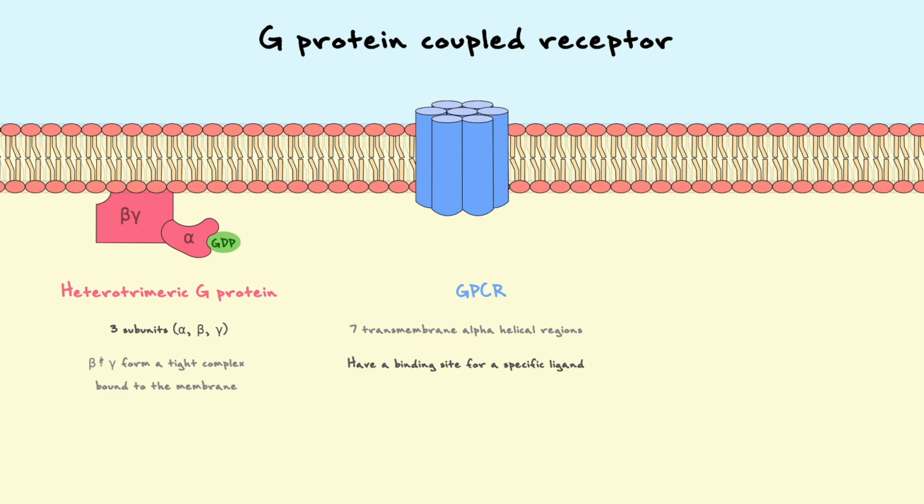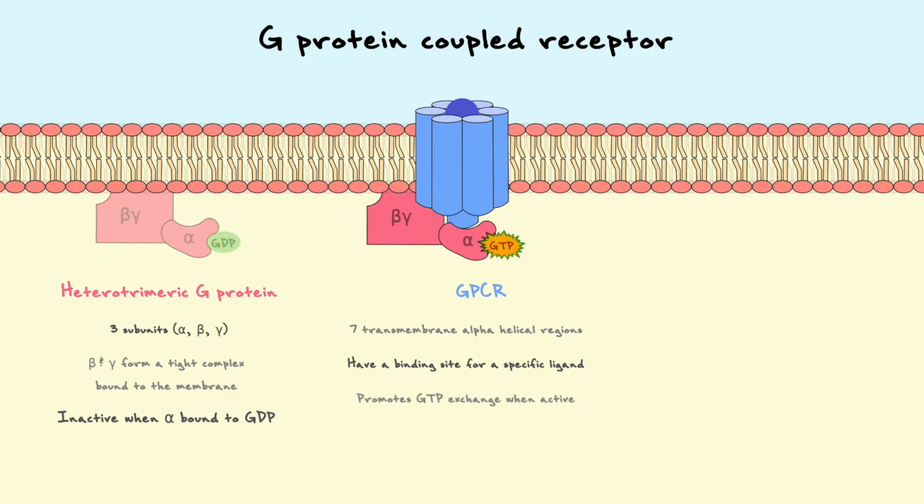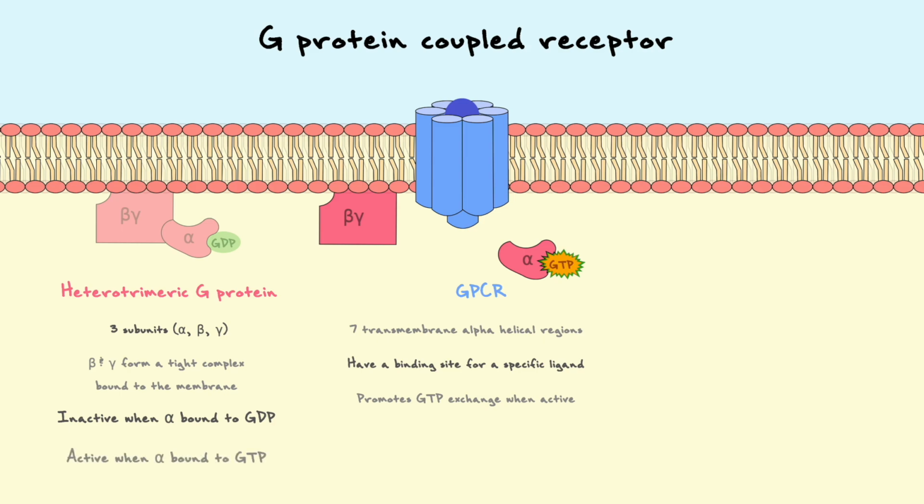At rest, the alpha subunit is bound to a GDP molecule, and the G protein is said to be in the inactive state. Now, to activate the G protein complex, it requires that the ligand on the given GPCR binds to the binding site of the receptor. When that happens, it changes the conformation of the receptor such that the G protein can now bind to the receptor. This binding promotes the exchange of GDP for GTP. The binding of GTP then causes the alpha subunit to dissociate from the beta-gamma complex. Under this state, the G protein is now considered to be in the active state.